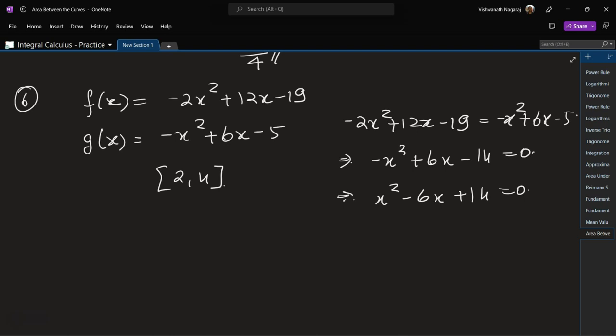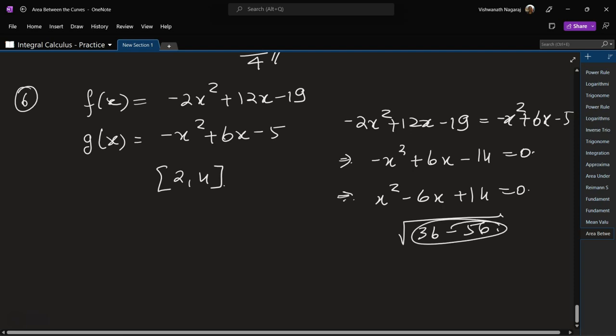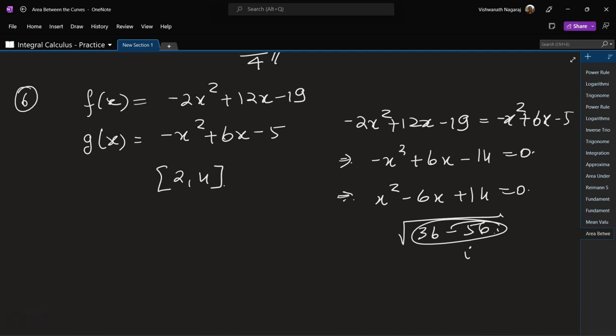And now let's see the square root of b square minus 4ac. What does it come to? So b square is 36 minus 4ac, so 14 fours are 56. And this again is going to be imaginary numbers. So that means they do not intersect each other, let's say in the real world. Okay, so they don't intersect.